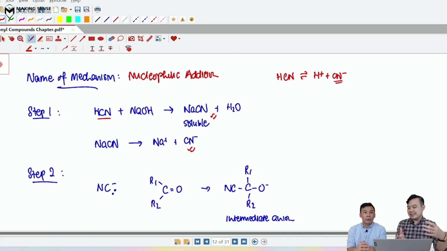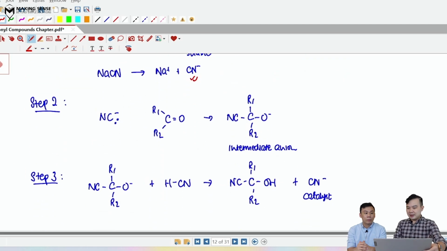Depending on what is the original condition that you are writing for, you're going to write out the correct equation. Okay. Now, how about step 2, Mr. Yap? Right. So the cyanide ion will then form a nucleophilic attack on the carbonyl carbon, which is electron deficient. So you see Mr. Leong labeling the partial charges.